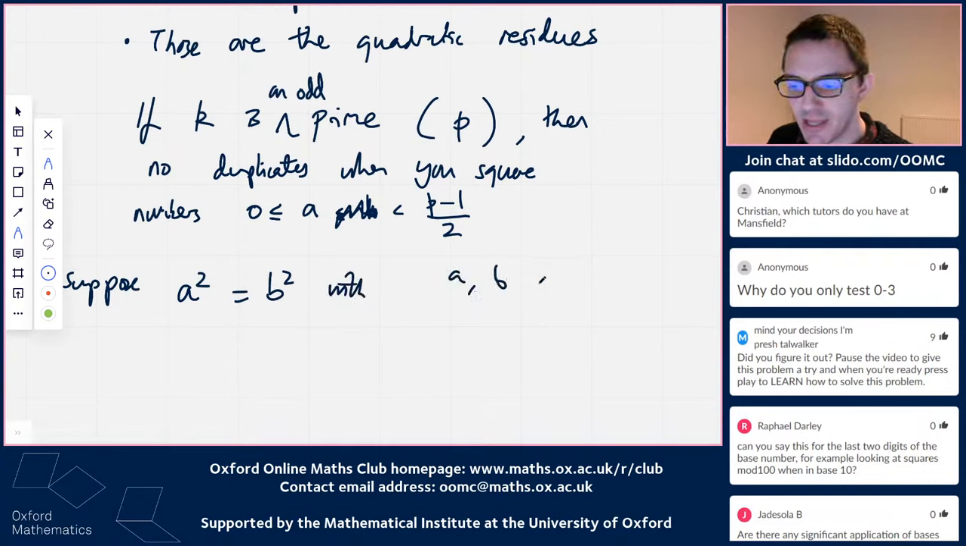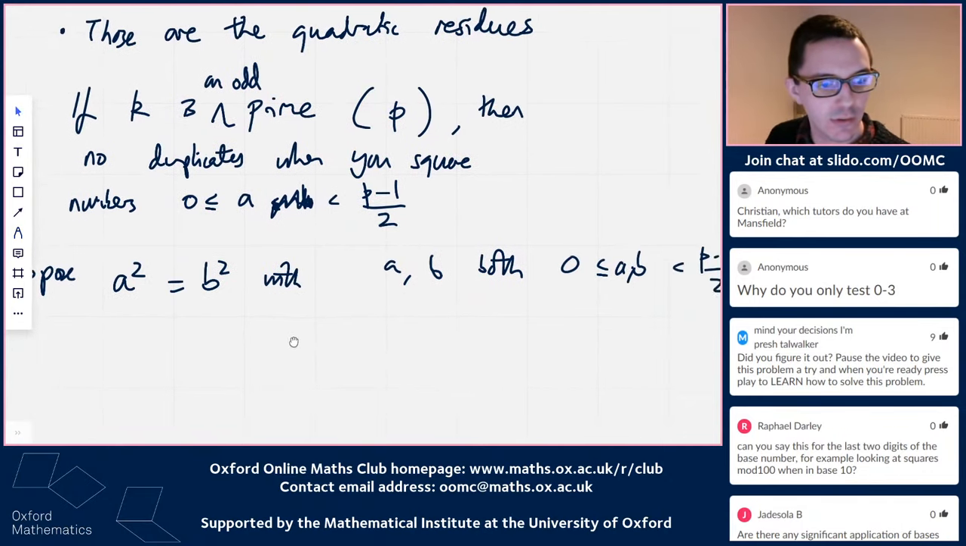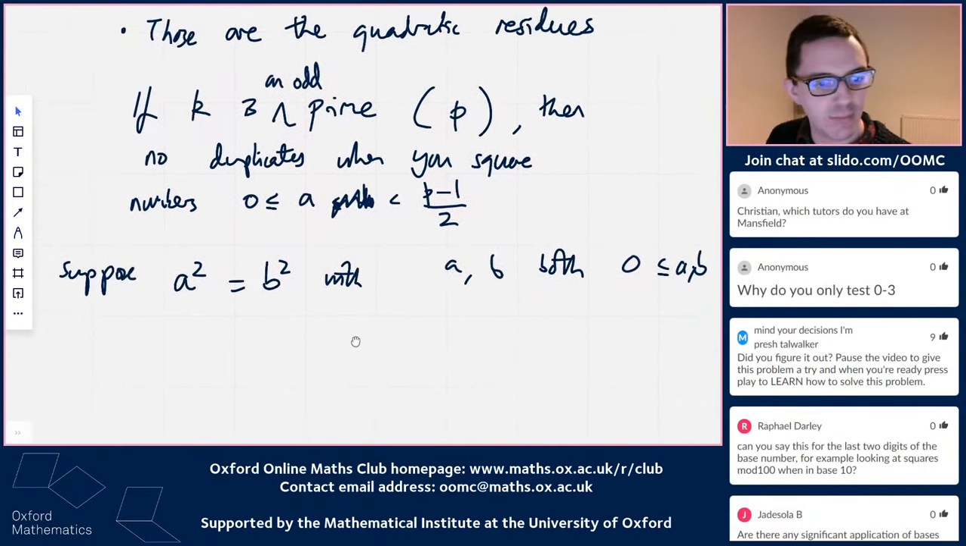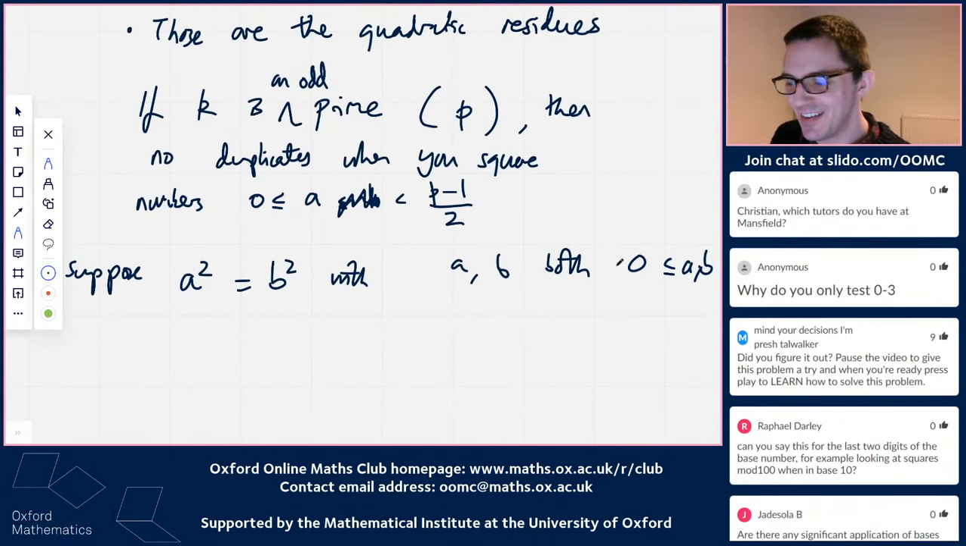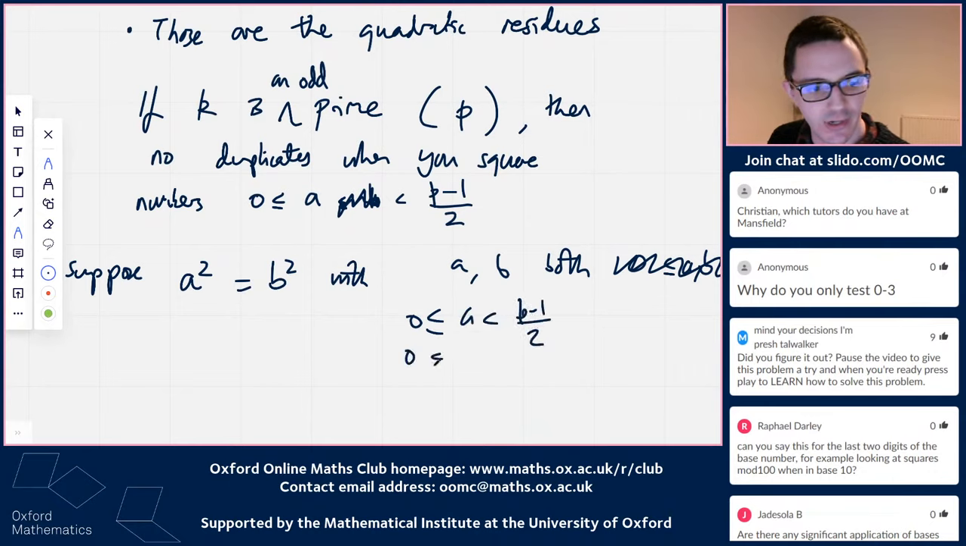with a and b both between naught and p minus 1 over 2. Oh, that's way too wide. How am I going to fix this? So I want naught less than or equal to a, less than or equal to p minus 1 over 2, and naught less than or equal to b less than or equal to p minus 1 over 2.